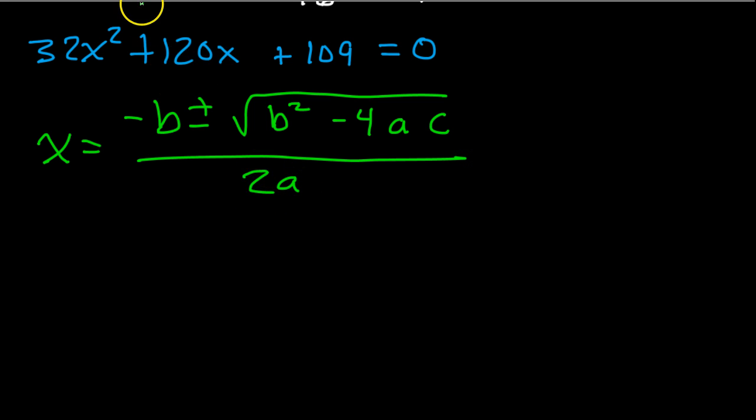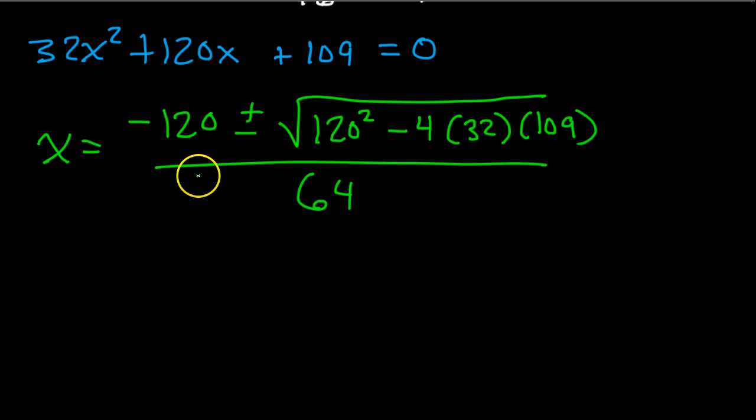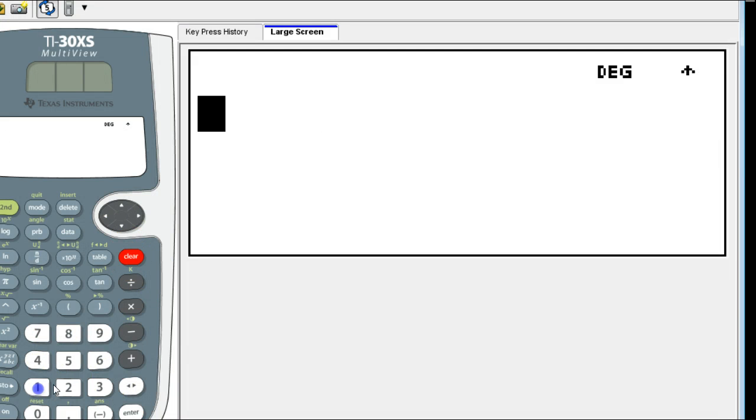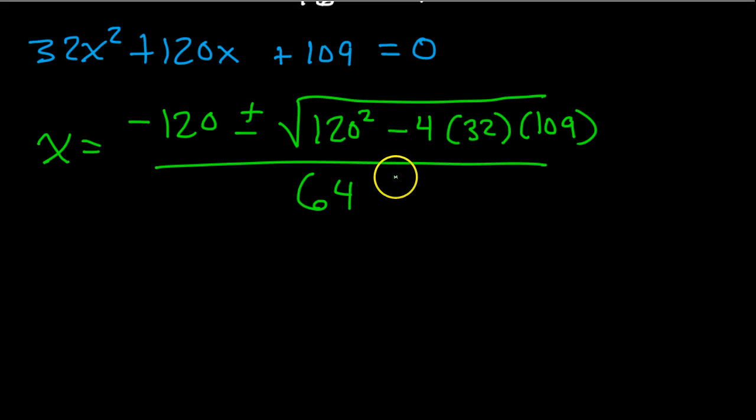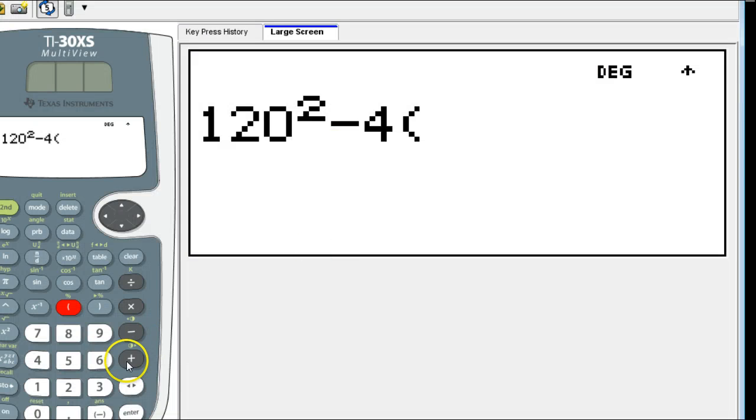Alright, well b is 120. So opposite of b, that means we'll have minus 120 right there. Alright, well here it is with everything all plugged in. I like to do the part under the radical next. It's called the discriminant. So 120 squared minus 4 times 32 times 109.